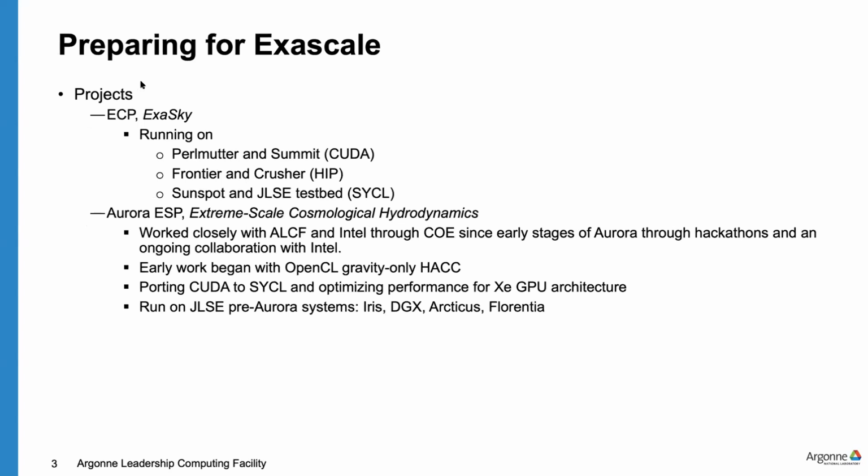So in the broader picture of preparing for Exascale, HACC has had an ECP project called Exascale. In that project, we've run the CUDA version of our code on Perlmutter and Summit. We've run the HIP version on Frontier and Crusher, and on Sunspot and all the JLSE systems we've run SYCL. We've also had an Aurora ESP project on extreme scale cosmological hydrodynamics. So we've worked very closely with the LCF and Intel through the COE.